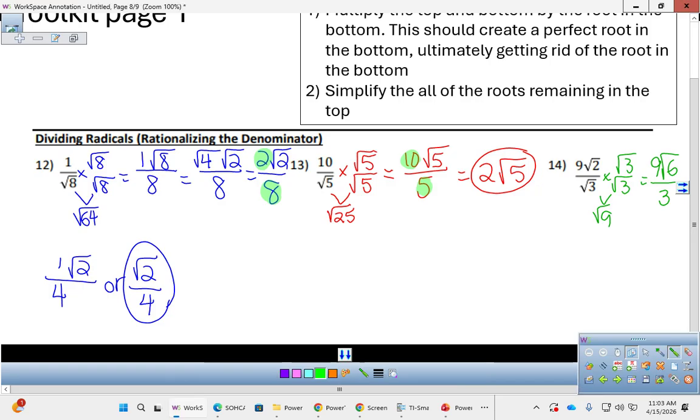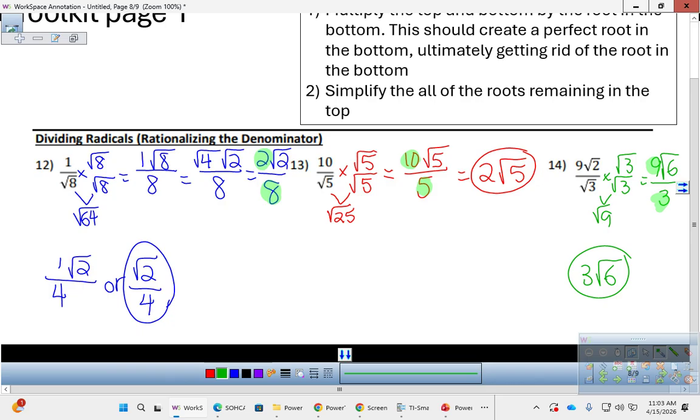I don't have that, so my last step would be just to divide these like terms. 9 divided by 3 is 3. So my final answer would be 3 square root 6. If you have a root in the bottom, you got to get it out.